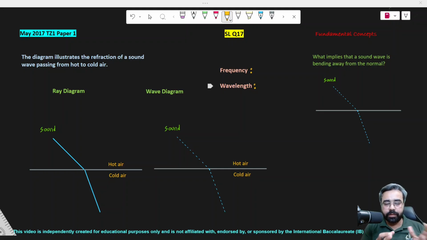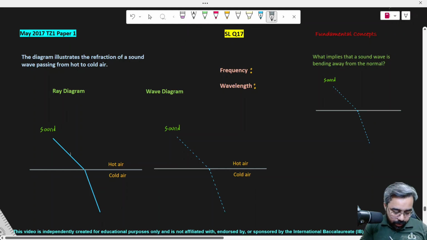So I will show you the different diagrams. The ray diagram is already shown in the question, but I will show you how the wave changes. And I will also give an example of what happens when the sound enters water or glass. So let's start. This is the path of the sound when it goes from the hot air to the cold air.